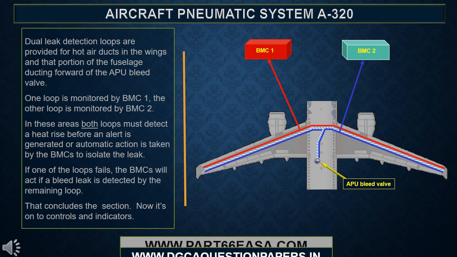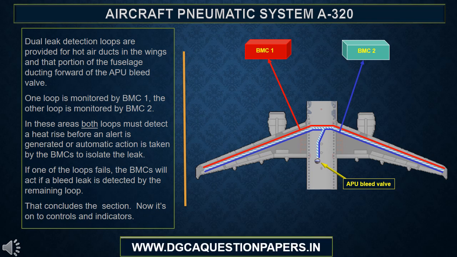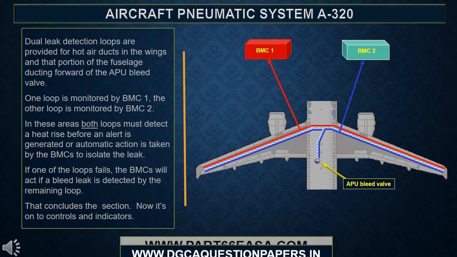In these areas, both loops must detect a heat rise before an alert is generated or automatic action is taken by the BMCs to isolate the leak. If one of the loops fails, the BMCs will act if a bleed leak is detected by the remaining loop.